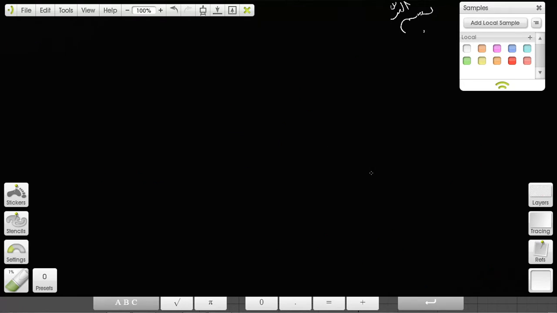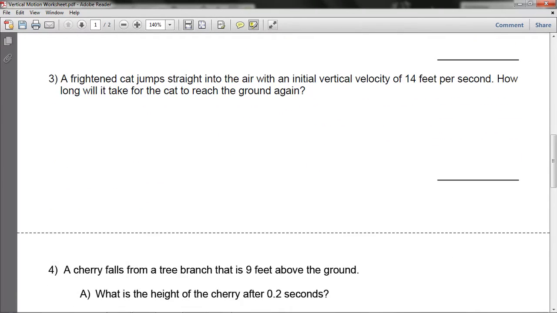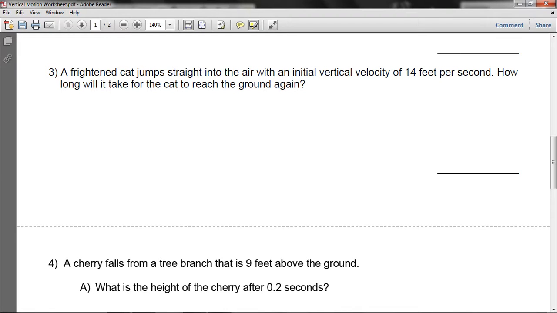Okay, I'd like to do two other problems here that I thought were also very good. Now, here's a frightened cat. A frightened cat jumps straight into the air with an initial velocity of 14 feet per second. How long will it take for the cat to reach the ground again?